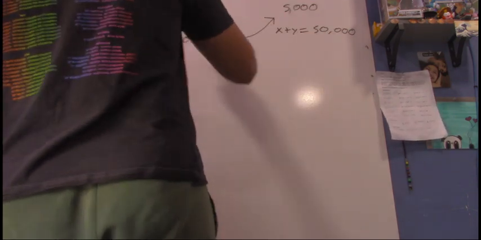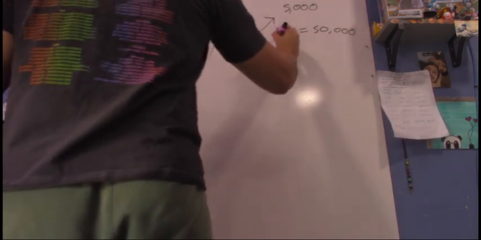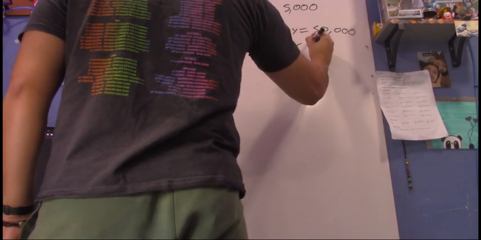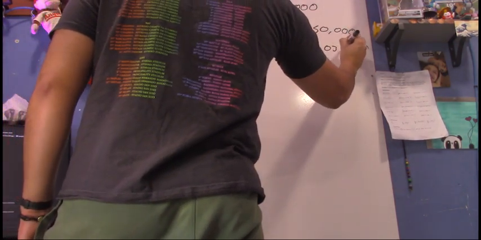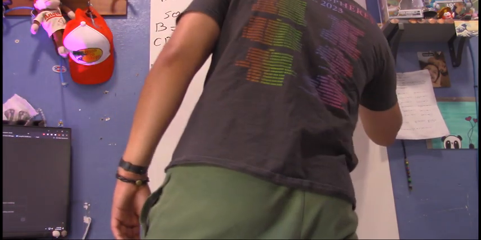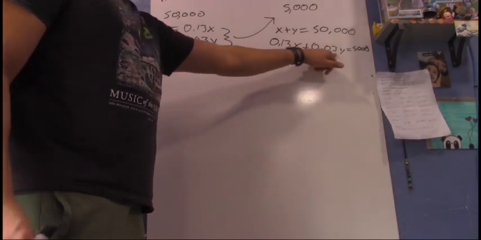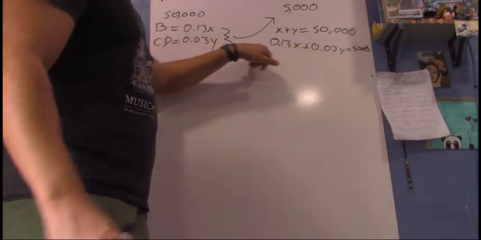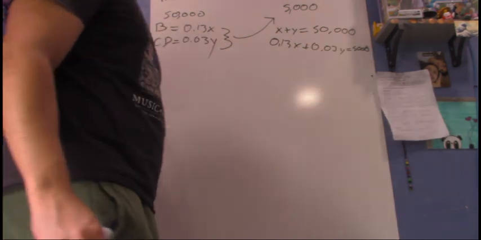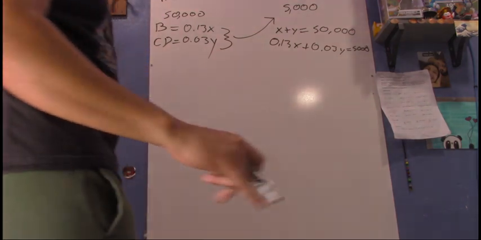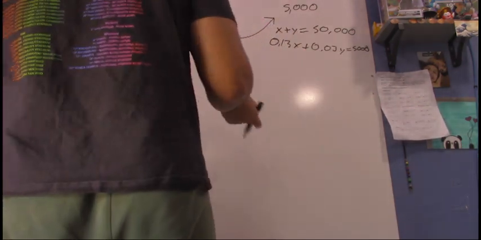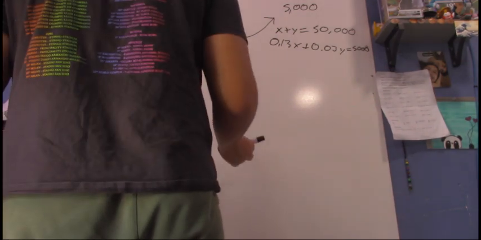Furthermore, we need to have 0.13x plus 0.03y equals 5,000, right? Because this is going to tell us how much of each of these should be invested to get that return. So now that we have a system of equations, we could use either substitution or elimination to solve for x and y. So let's go ahead and do that.